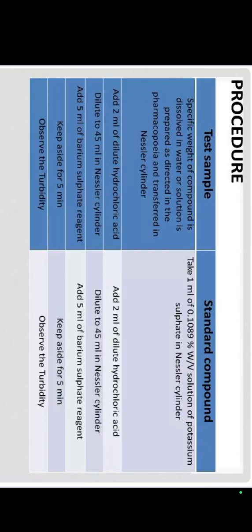Next, we keep it aside for 5 minutes and observe the turbidity. Next, the nested cylinder for the standard solution.